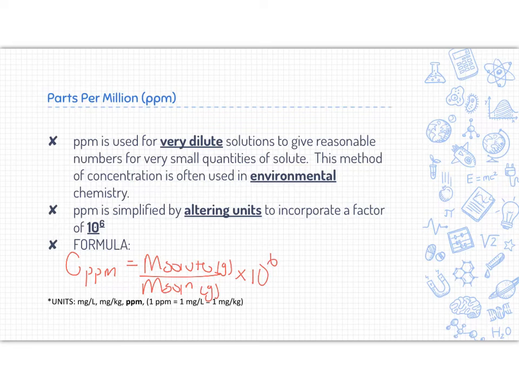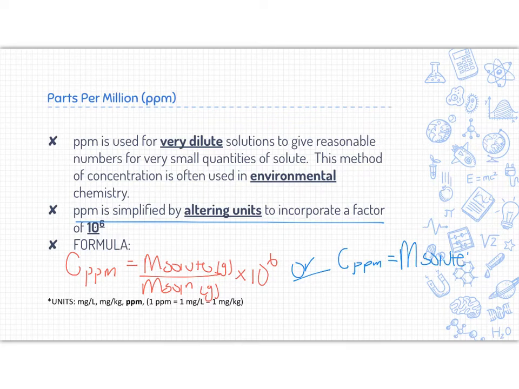Now, often our solution is given as a volume, okay? So you can also alter these formulas by altering units. So it'll be the exact same calculated concentration, so parts per million still, but the mass of solute is measured in milligrams, and the solution is measured as a volume of solution, and it is specifically in units of liters. Okay, you have to use those units to use this formula.